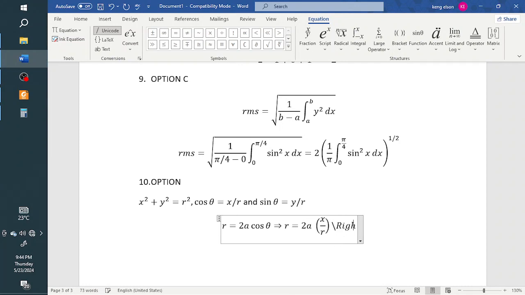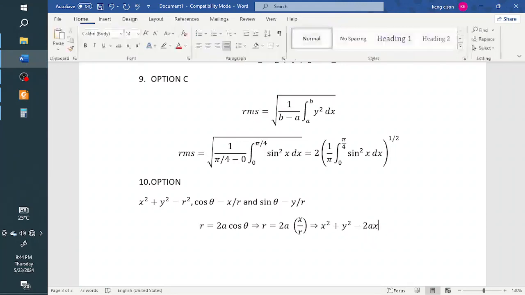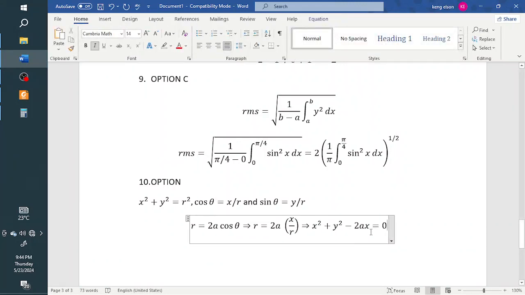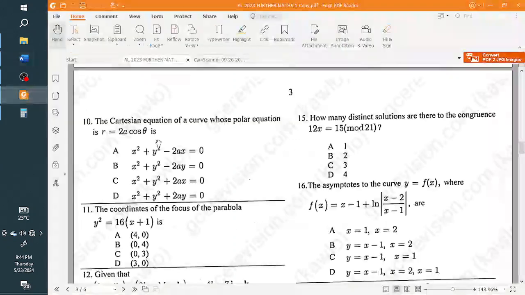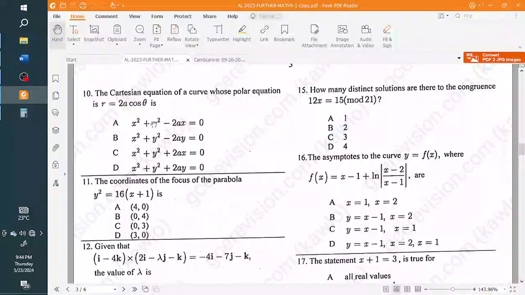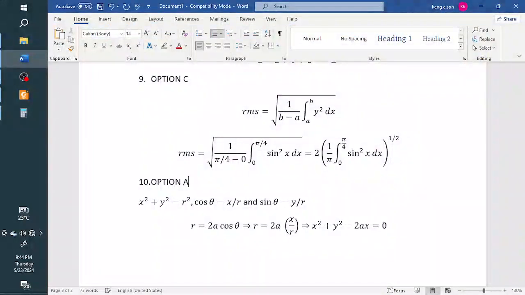Now cross multiply. We have r squared equal to 2ax, right? 2ax. But what is r squared? r squared is x squared plus y squared. Subtract 2ax on both sides, and we basically have x squared plus y squared minus 2ax equal to 0. If there's any question, comment section is open. So x squared plus y squared minus 2ax, option A.